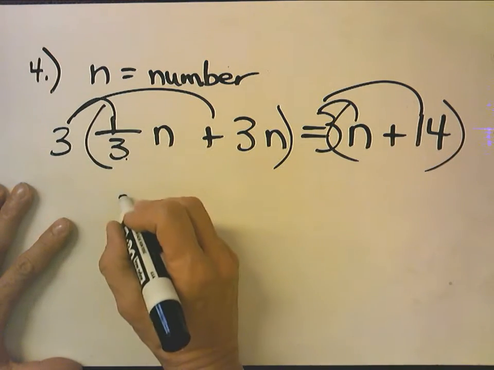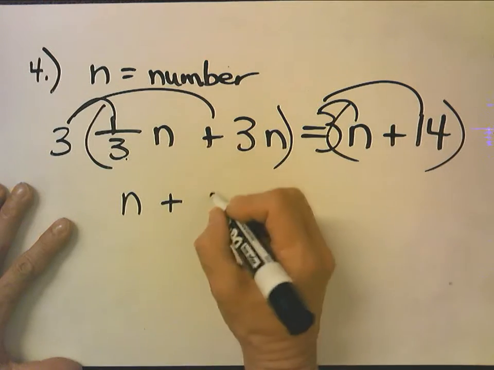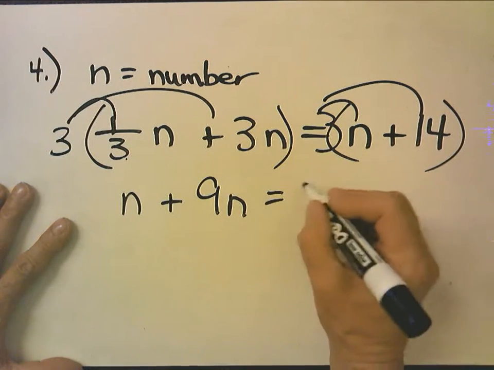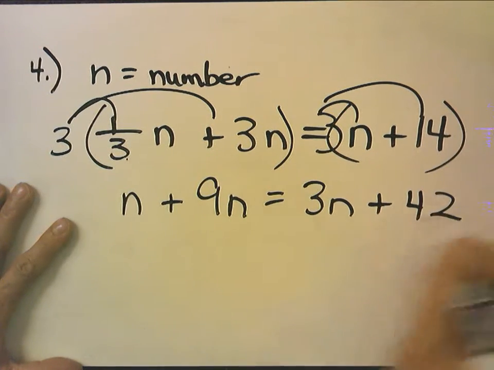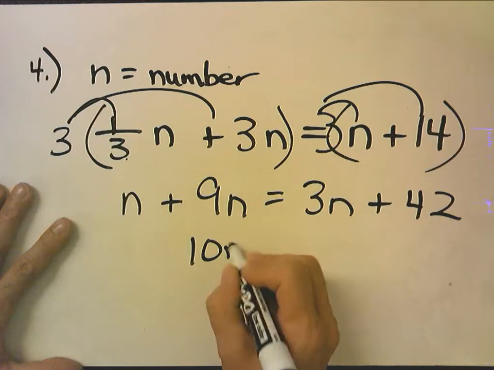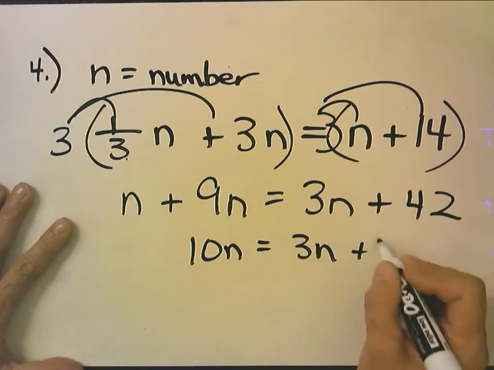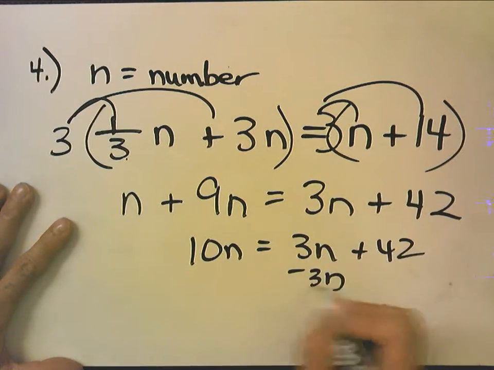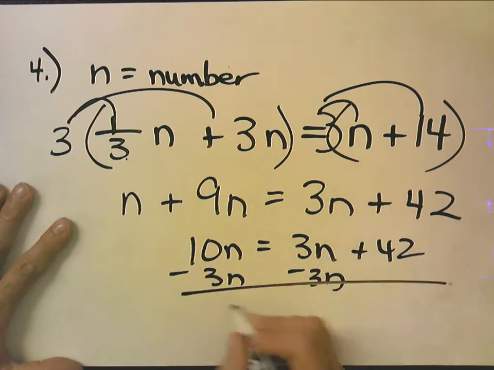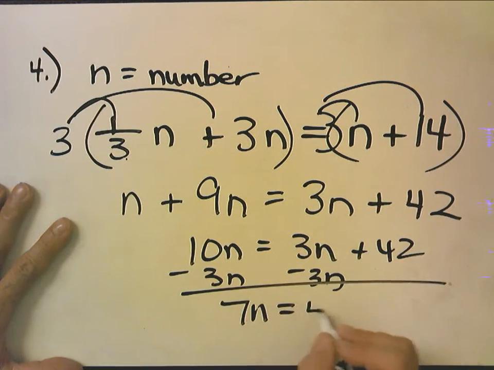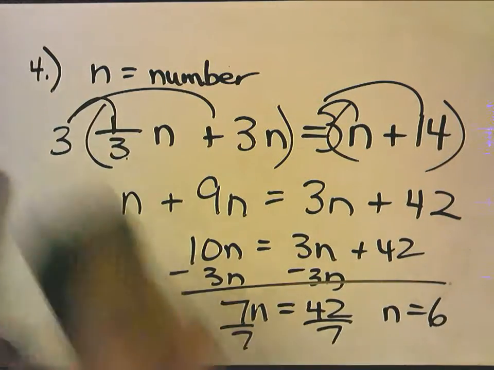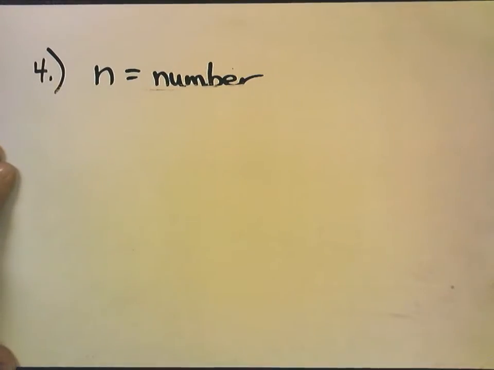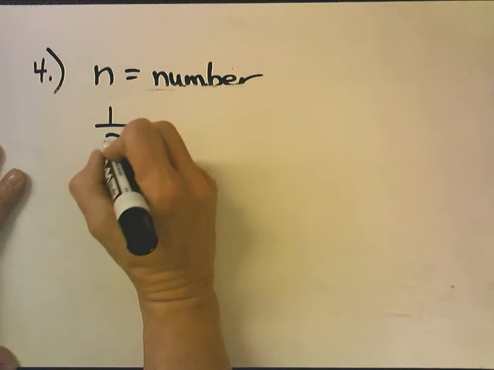3 times 1/3 is n. 3 times 3 is 9n. 3 times n is 3n. And 3 times 14 is 42. n plus 9n is 10n equals 3n plus 42. I'm going to subtract 3n from both sides, and I get 7n equals 42. Divide by 7, n equals 6. Now, that's one way to do it. That's my favorite way, and I get n equals 6.